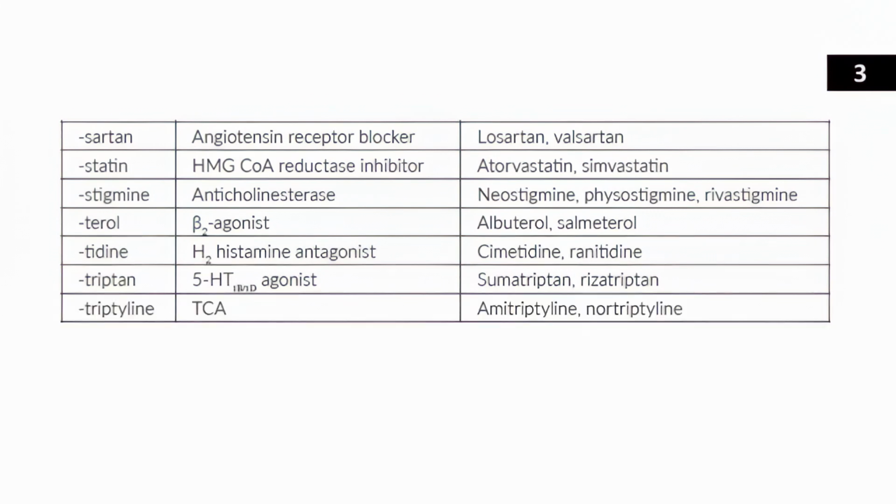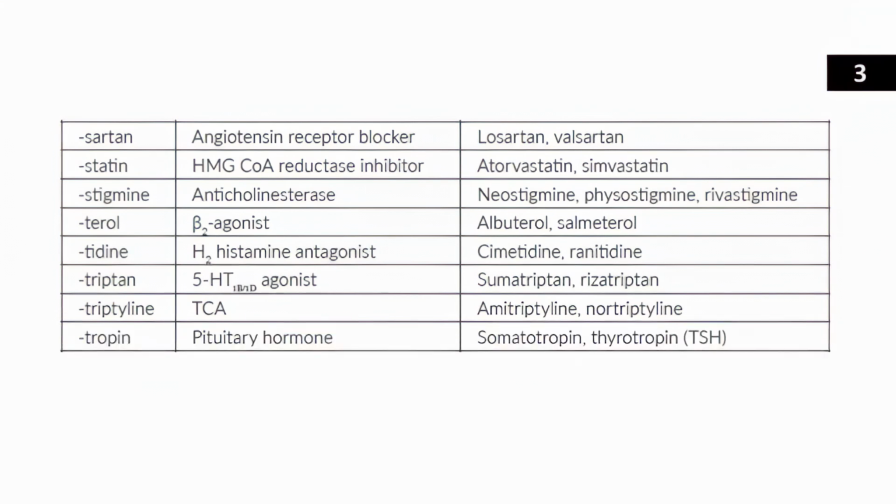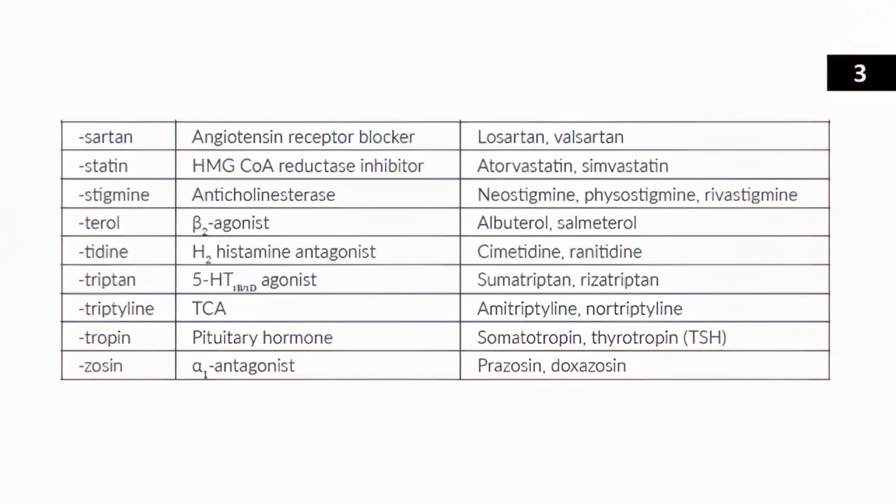Triptylin is another group of tricyclic antidepressants. Amitriptyline and nortriptyline would be examples. So TCAs can either end in ipramine or triptyline. Tropin are pituitary hormones like somatotropin. And the last one is Zosyn, which are the alpha-1 antagonists like prazosin and doxazosin.